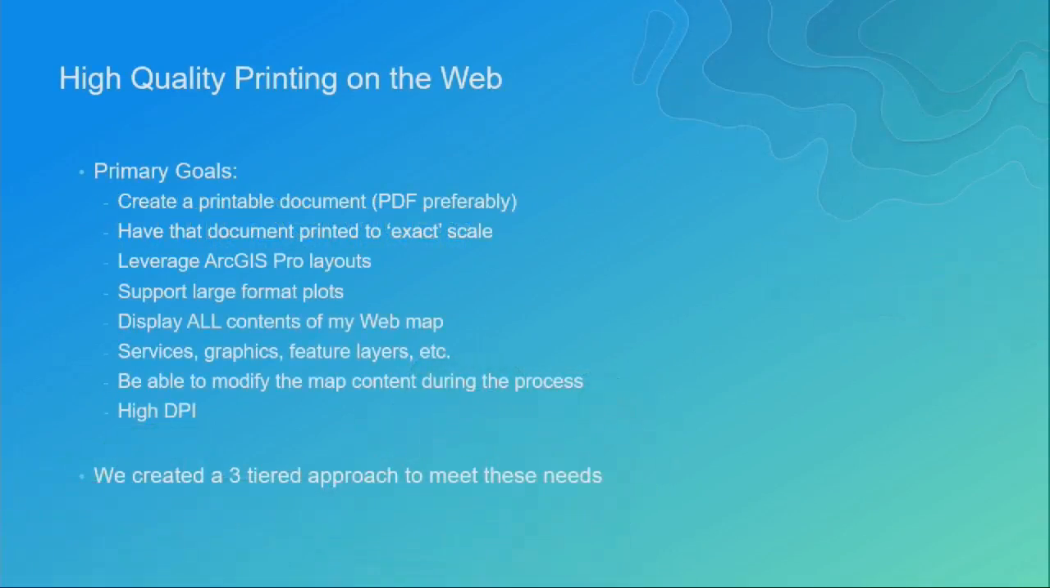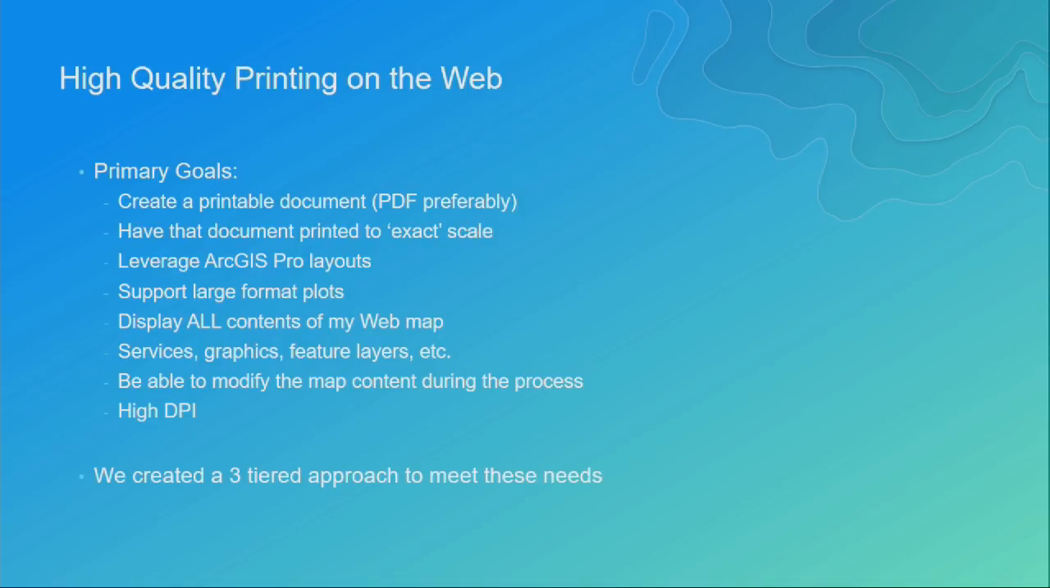Okay, we'll jump into print services. So when we talk about print services, generally we're talking about creating a PDF, really a printable document. You want that document to be printed at exact scale. You want to leverage desktop layouts. ArcGIS Pro has a lot of great layout capabilities you want to be able to leverage there. You want it to display all contents of your web map. So if you have feature layers, you have graphics, you have other things in your web map, you want those to come across when you print it.